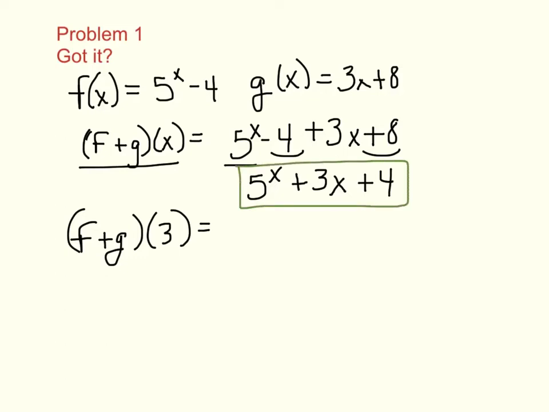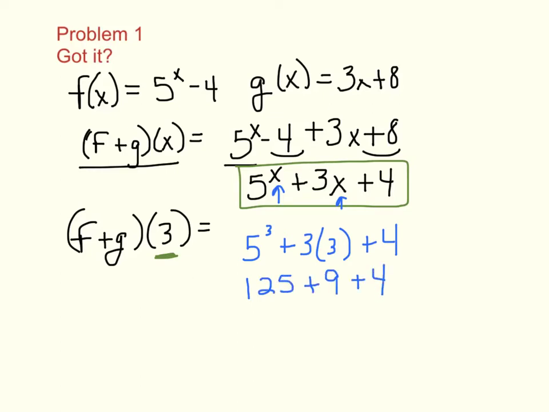You add like terms. Now, the next part says f plus g, but when x is 3. So you take the 3 and you plug it in for x. So we plug in a 3 here and here. That would be 5 to the third plus 3 times 3 plus 4. 5 to the third power is 125 plus 9 plus 4. 125 plus 9 is 134 plus 4 is 138. You're done. That is all you do.